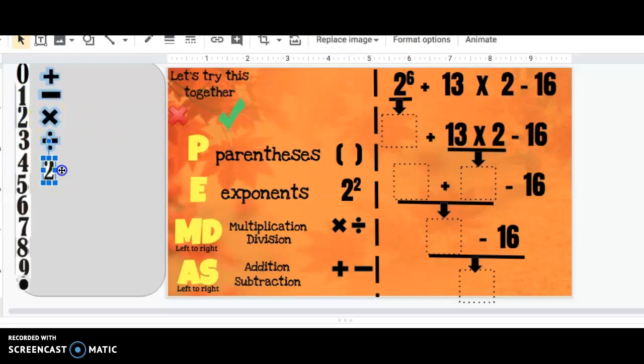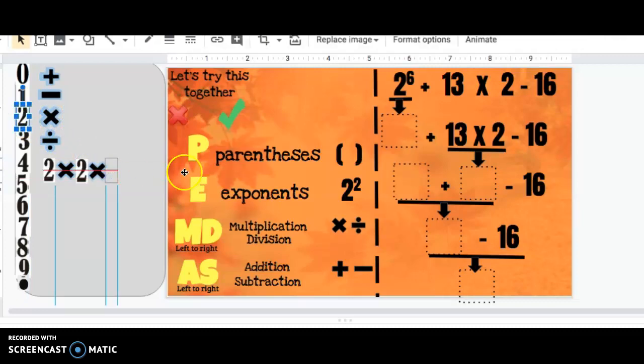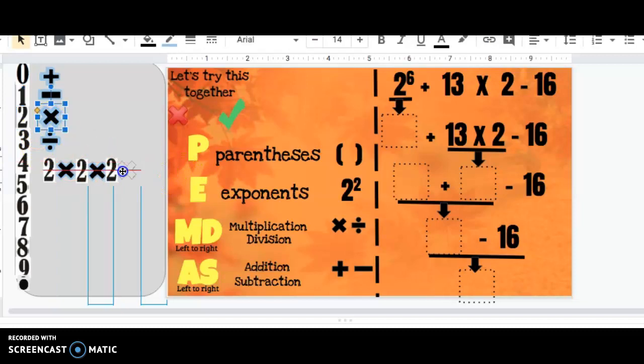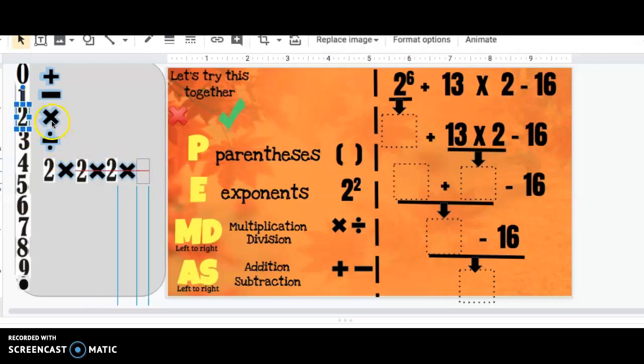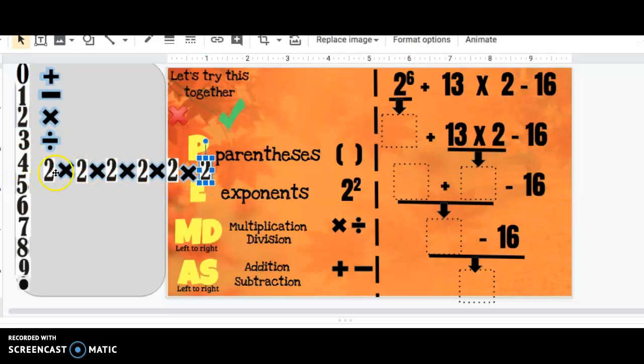2 times 2 times 2, and I'm probably going to go into my problem over here, times 2 times 2 times 2. Right? So we have our 6 2's.